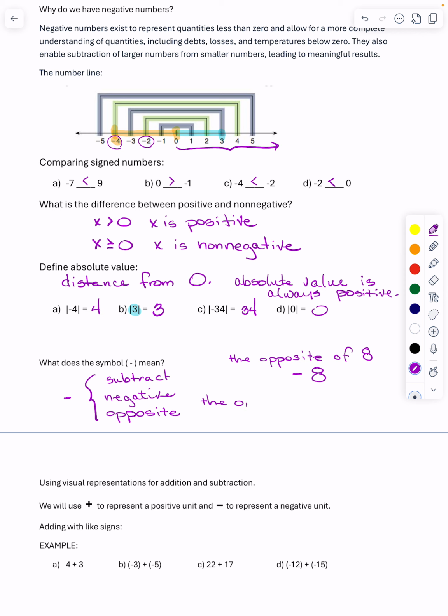If I want the opposite of negative 11, again, there's my opposite of negative 11. I know the opposite of negative 11 is positive 11. Okay, so we use those interchangeably. Sometimes we talk about subtract, sometimes we talk about adding the opposite or adding the negative. They're all different versions of the same thing.